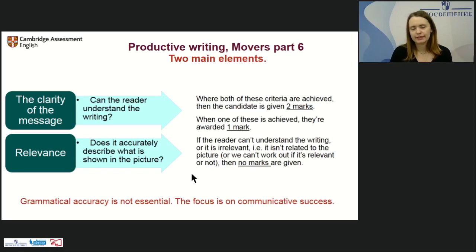And what is very important here, the grammar is not essential. I know we are so used to assessing our students by the criterion of whether the grammar is okay or not. But here, it's not the main thing. It's all about communicative success.